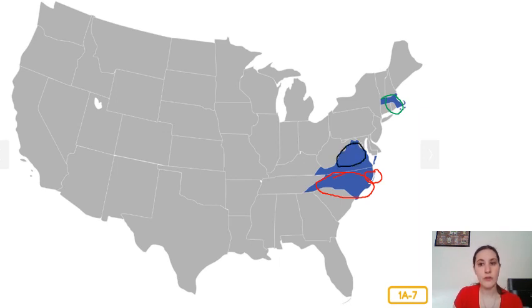All right, so the green circle is Massachusetts. That's where the Pilgrims are. That's where the Plymouth Rock is. The 2 red circles are North Carolina. The smaller one is where the colony of Roanoke was founded.